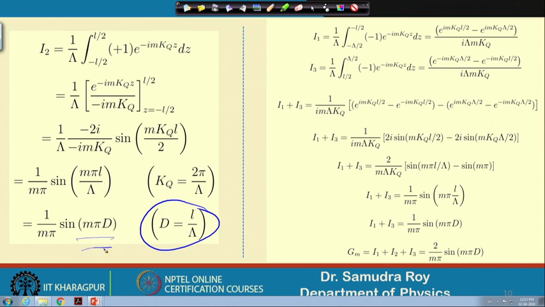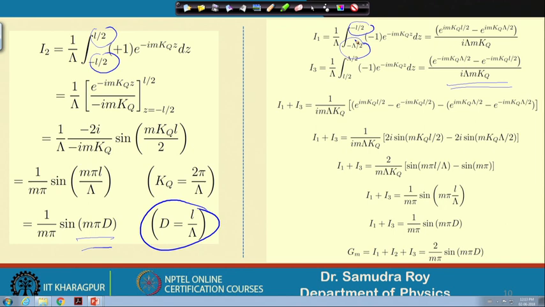But what about I 1 and I 3? So, I 1 also, exactly in a similar way, if I do, then we will find it is e to the power i m k_q L and pi L by this quantity. I 3 also we can do in a similar way, and we will have a similar kind of quantity. When we add these two, mind it, the limit is different here. Here the limit was minus L by 2 to plus L by 2, that is why we can readily have the sine form, but here it is minus lambda by 2 to plus lambda by 2.